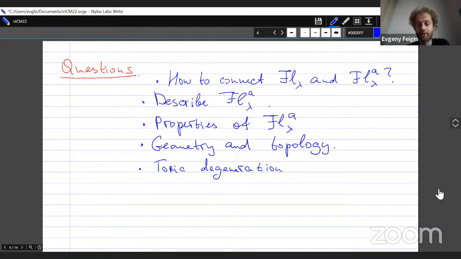So this FL lambda is the classical flag variety, and this is its PBW degenerate version. I want to describe the variety somehow. For example, in type A, the varieties FL lambda have a very concrete linear algebra description. So I'd like to find a similar one for the PBW degenerate version.